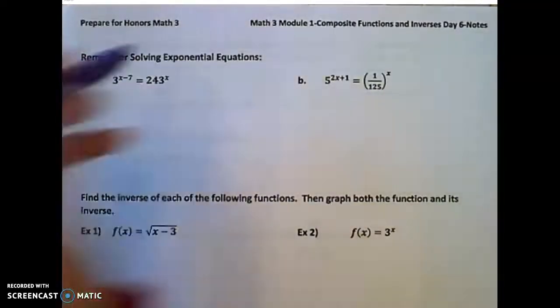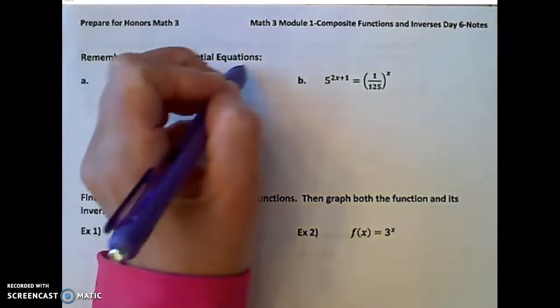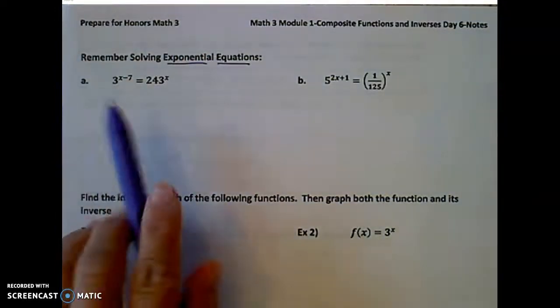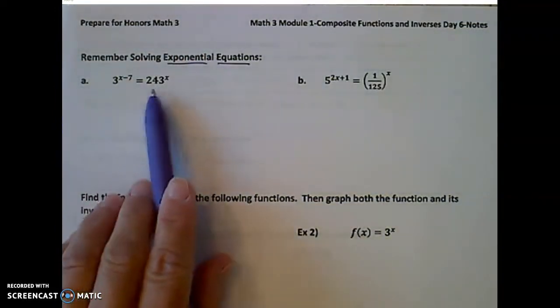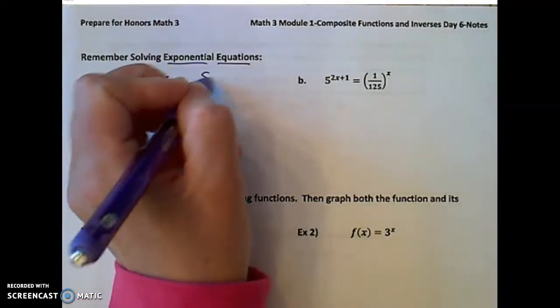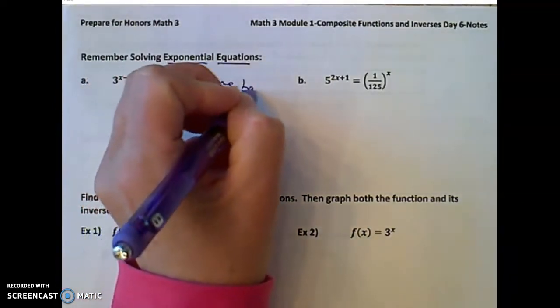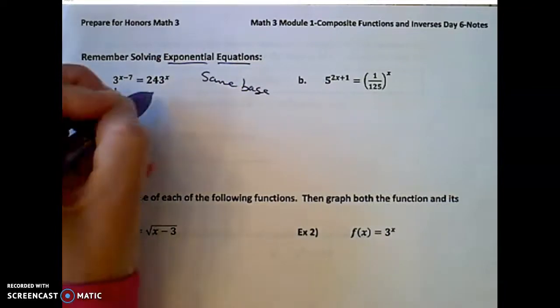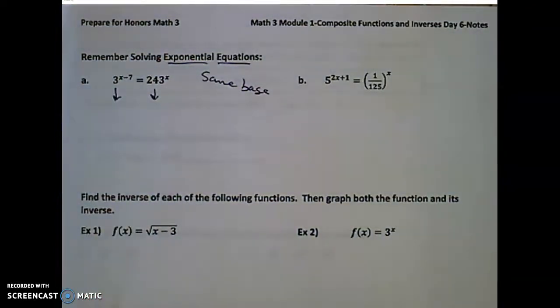Let's see, quick review. Can you solve these exponential equations from last time? Remember, to solve exponential equations, we try to get the bases the same. Okay, so let's get the same base on the left and the right. Pause and find that base.